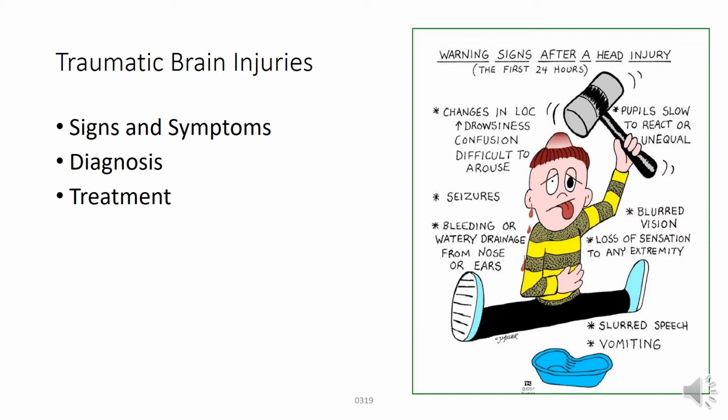There are varying levels of consciousness. They go from 1 to 6: 1 being alert, 2 being confused, 3 being lethargic, 4 is obtunded, 5 is stuporous, and 6 is comatose. Acute intracerebral bleeds that cause a hematoma will present with signs of unconsciousness, hemiplegia on the contralateral side, which is the opposite side, and a dilated pupil on the ipsilateral side, which is the same side.